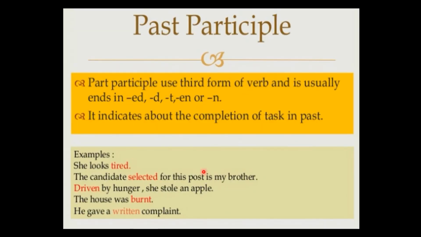So next is past participle. It means the third form of the verb. It usually ends in ed, d, or in a regular or irregular manner. It indicates the completion of a task in the past. It is the third form of the verb, like: she looks tired. The candidate selected for this post is my brother. Driven by hunger, she stole an apple. The house was burnt. He gave a written complaint. So all these are third forms of the verbs, and these are being used as adjectives.